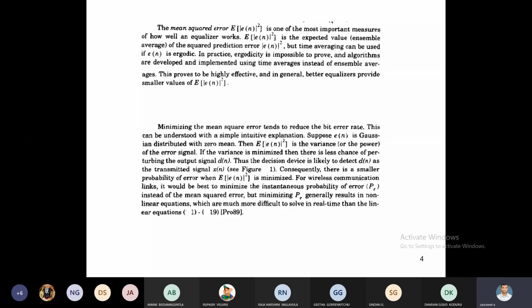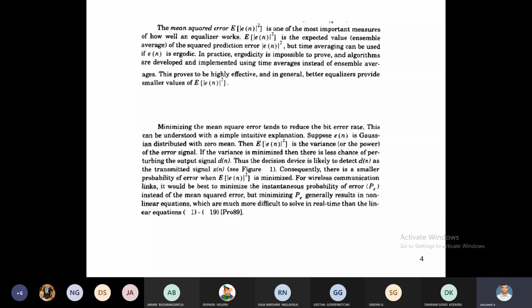In practice, different types of algorithms are available for calculating this mean squared error. Suppose we go for prediction: the output signal has error or noise, and the type of noise is called Gaussian noise. Finally, we calculate the probability of error, which is equal to the expectation of e of n whole squared.